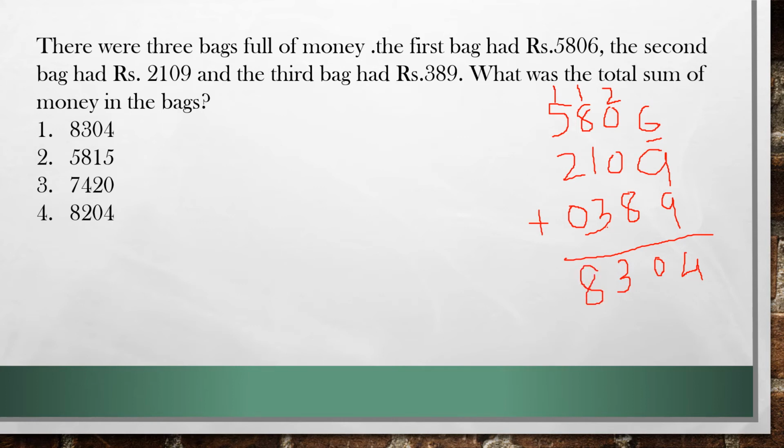So the correct alternative is option number 1, 8304. So always remember, whenever you have a word problem, you have to be very careful while reading the question. If you read the question carefully, it will be very easy for you to solve the sum. Okay, let's move ahead and solve a few more word problems.